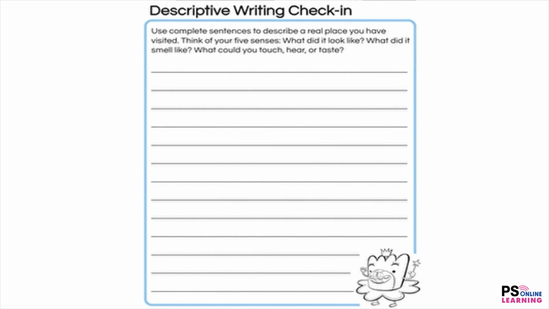Okay, so it says use complete sentences to describe a real place you have visited. Real place, don't make it up. It's not a fantasy. A real place, okay? Think of your 5 sentences. What did it look like? What did it smell like? What could you touch, hear, or taste?